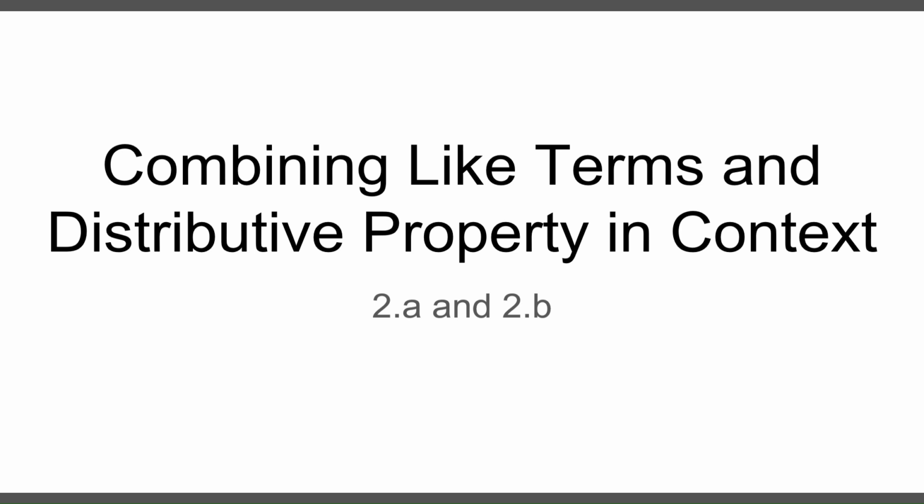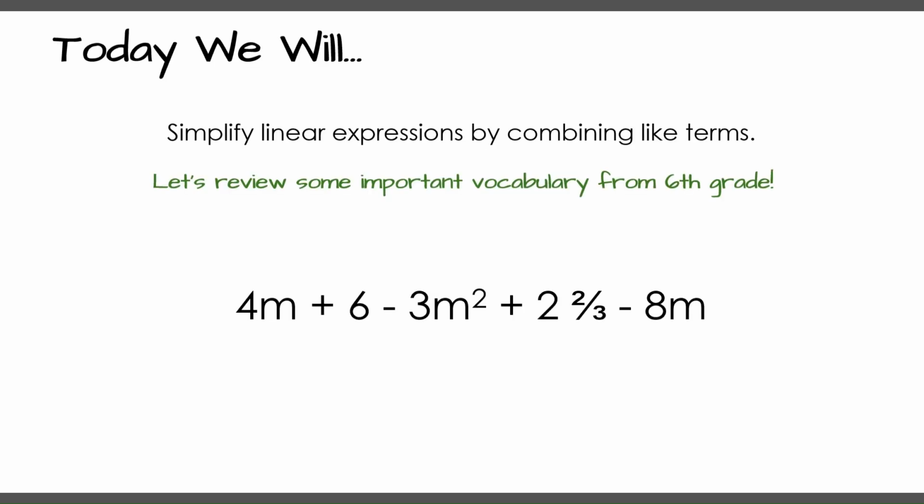Here we're looking at combining like terms and the distributive property in context. So a little bit of review of combining like terms. We have to have the same terms in order to combine them. So we have 4m and negative 8m, so we can combine those. However, when we see m squared, we cannot combine that.